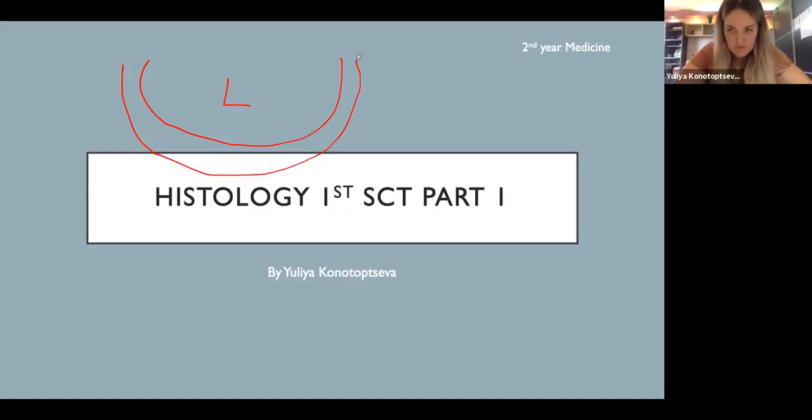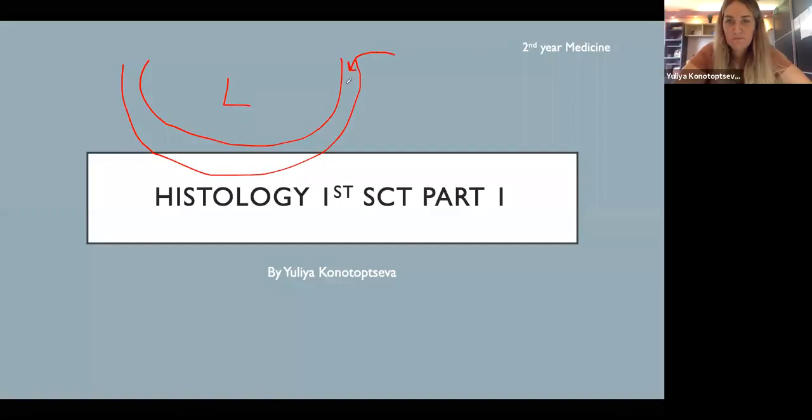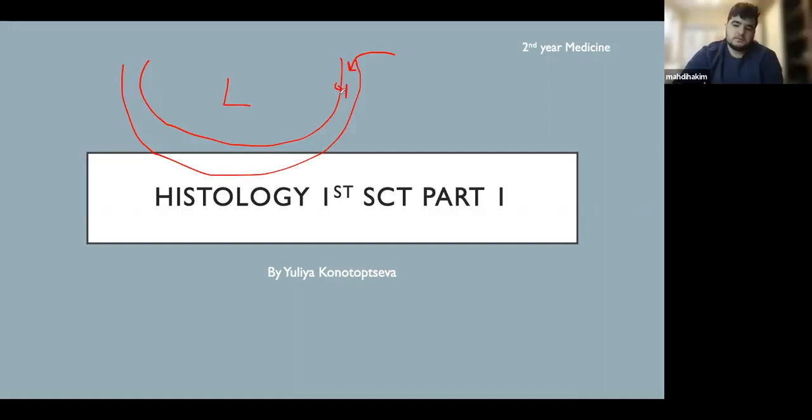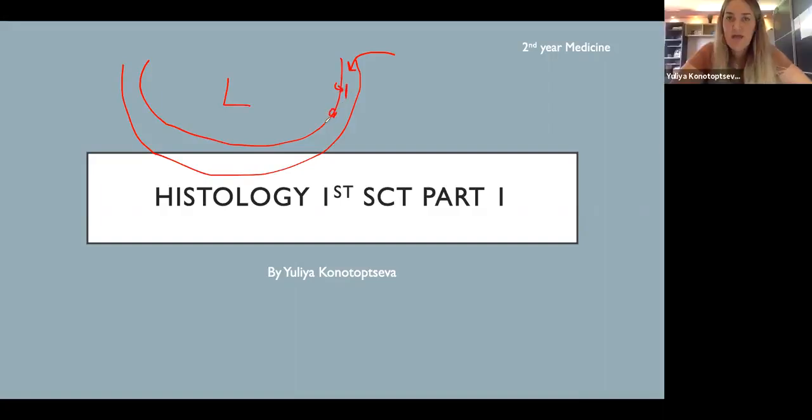Mucosa. Tell me, what does mucosa consist of? Lamina propria. What is the first thing? Epithelial tissue. Okay, so this is where the epithelium is going to be present. Under it is the lamina propria. Together, epithelium and lamina propria are known as the mucosa.